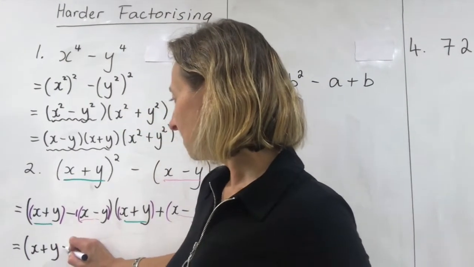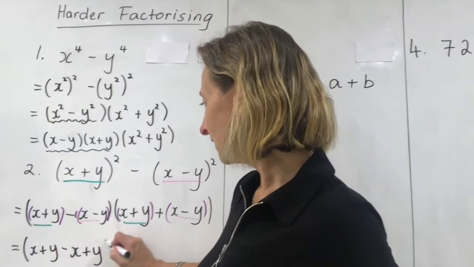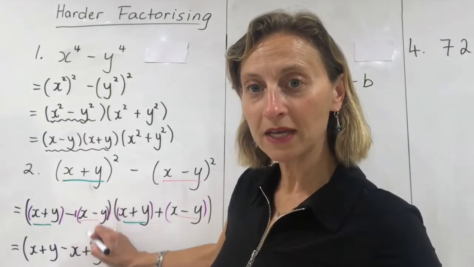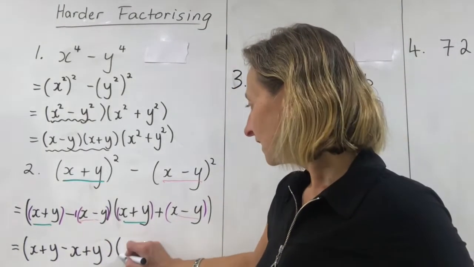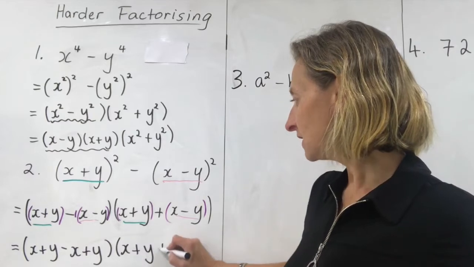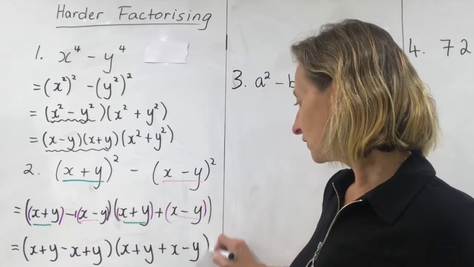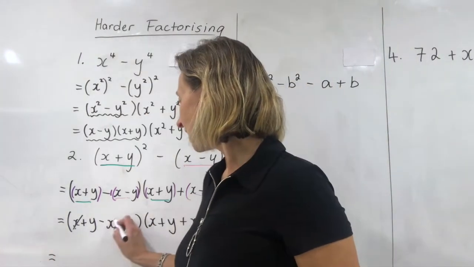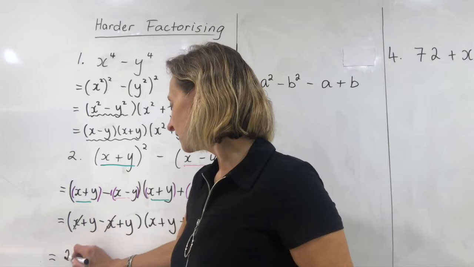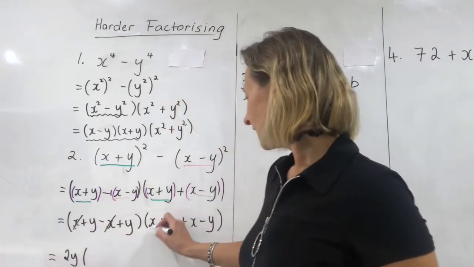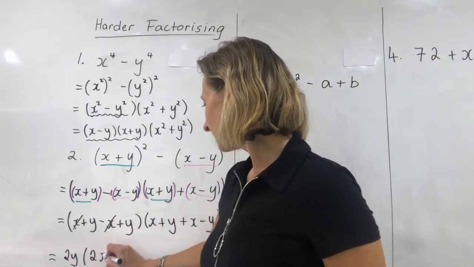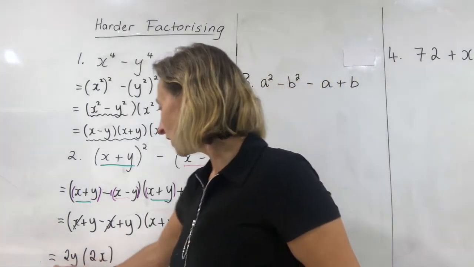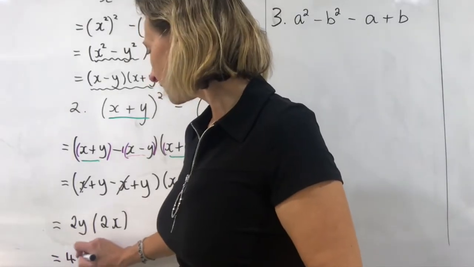X plus y minus x plus y, because minus 1 times x is minus x, and minus 1 times minus y is plus y. And then I expand these brackets, which everything is pluses in the middle, so I don't have a problem. And then of course I need to collect like terms. X minus x and y plus y is 2y. X plus x is 2x. And y minus y also cancels. So I'm left with 2y times 2x, 4xy.